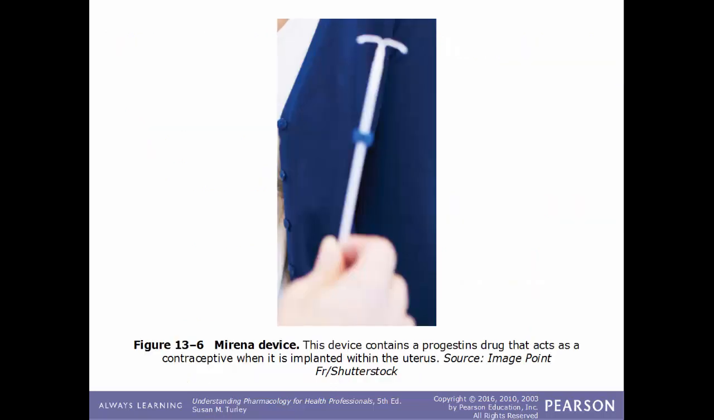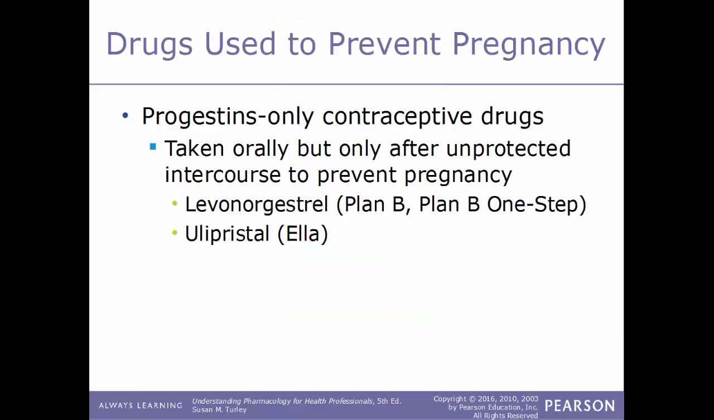Alright, in this image we have an example of what the Mirena device would look like. And again, it only contains progestins as a contraceptive, and this would be implanted within the uterus. So this is an IUD, an intrauterine device. Now, some progestin-only contraceptive drugs can be taken orally, but only after unprotected intercourse to prevent pregnancy. So these are the morning after pills. And some examples of this would include levonorgestrel, sold under the trade names Plan B or Plan B One-Step, and also the drug ulipristal, which is sold under the trade name of Ella.